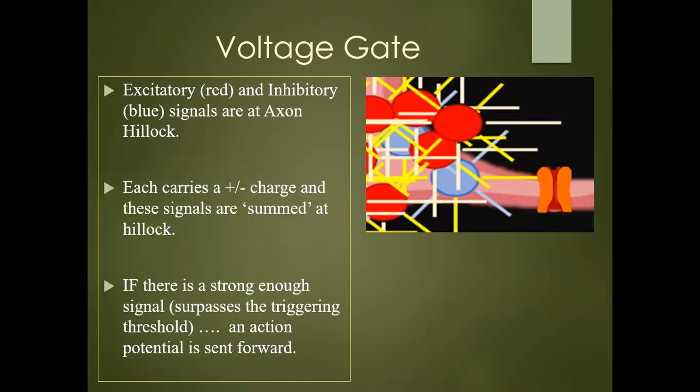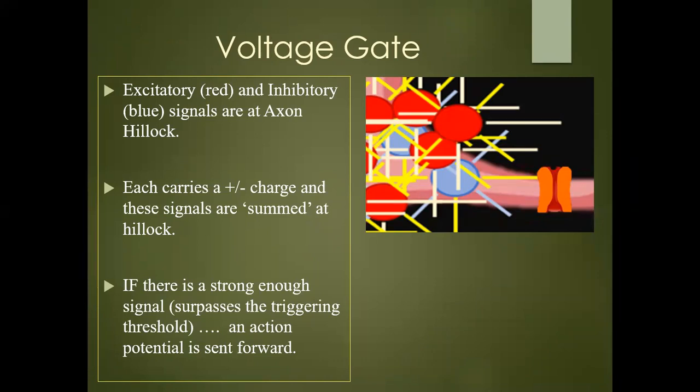So at this point, those excitatory signals and inhibitory signals are clustering up at the axon hillock, and it's going to have to pass this voltage gate for that signal to be sent on. Before it can go down the axon, it has to pass through this voltage gate. So what is a voltage gate? Well, a voltage gate is really just a check. Is a signal strong enough for us to recognize? Is it a signal that is strong enough to send?